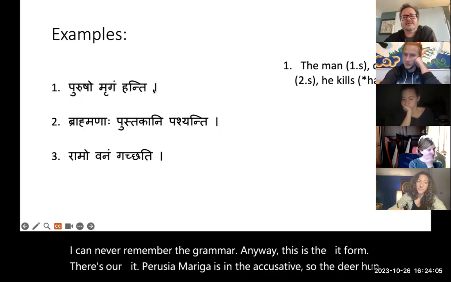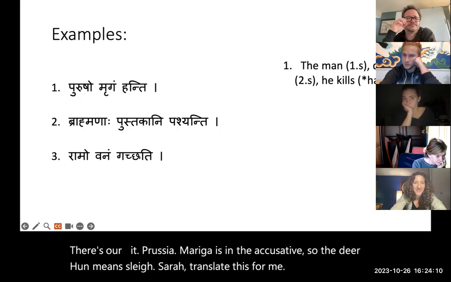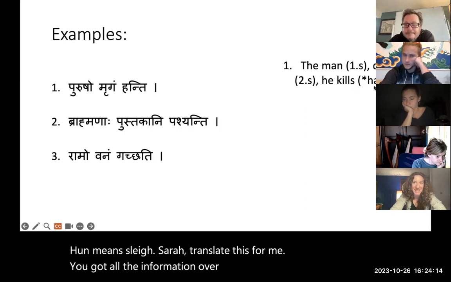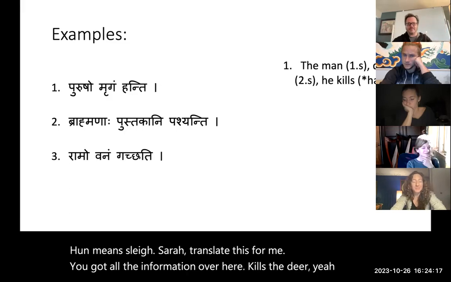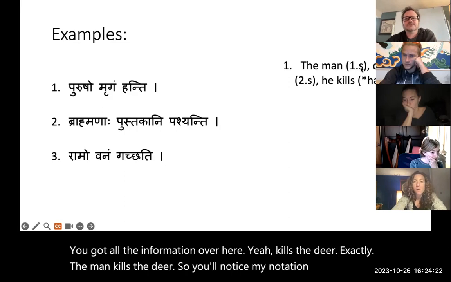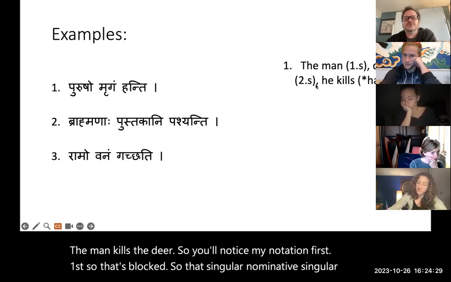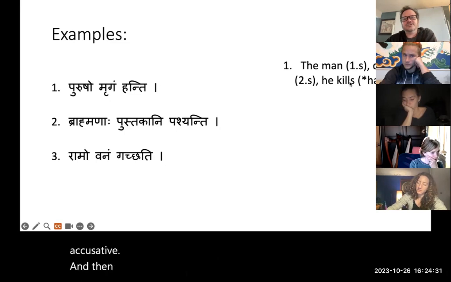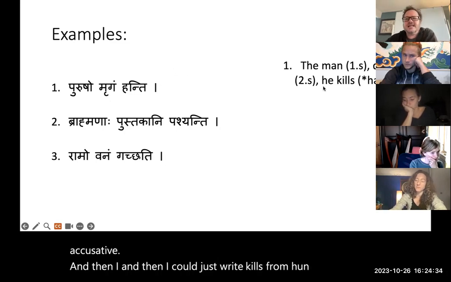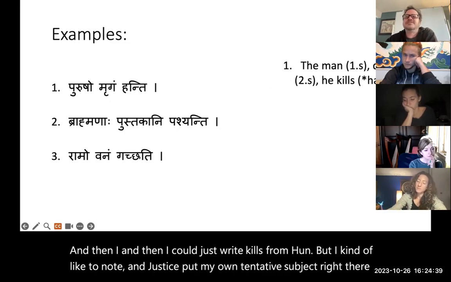Hun means slay. Sarah, translate this for me. Yeah, the man kills the deer. Yeah, exactly. The man kills the deer. So you'll notice my notation. First, that's singular nominative, singular accusative. And then I could just write kills from hun, but I kind of like to note and just put my own tentative subject right there. So that helps me think about it more clearly.